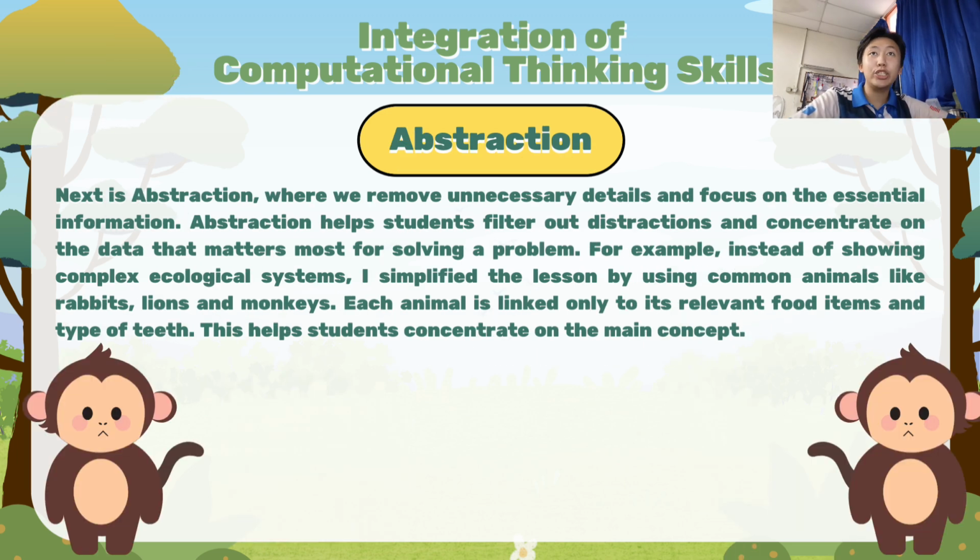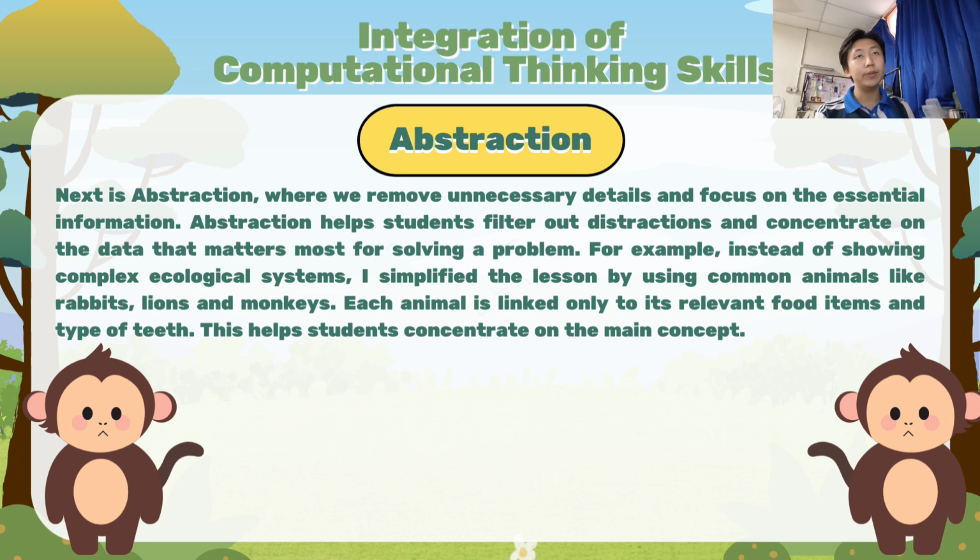Next is abstraction, that's the skill that I use in the Scratch project. So what is abstraction first? Abstraction is when we remove the unnecessary details that are not important and focus on the essential information, the important details. Abstraction helps students filter out distractions and concentrate on the data that matters most for solving a problem.